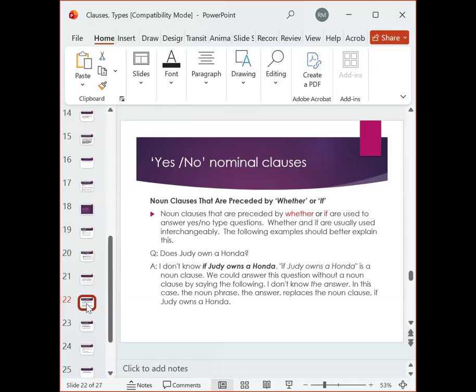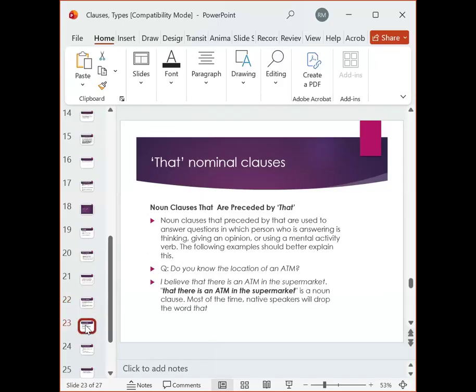The feature to keep in mind is that yes or no nominal clauses begin with if or whether. WH nominal clauses begin with WH words. Yes or no nominal clauses begin with if or whether. Now we'll see more examples.